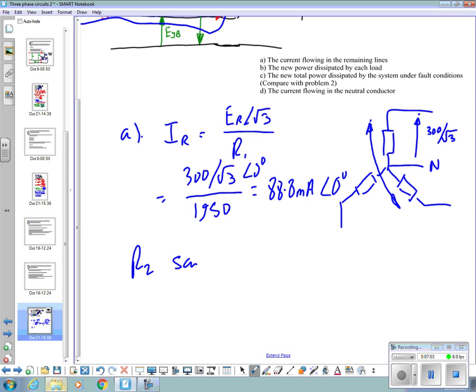R2, same value. Therefore, I2 must equal 88.8 milliamps, angle 120 degrees. Yeah, that's absolutely fine to use that and use your knowledge to say they're both the same value, the 2 voltages should be the same, therefore it's a balanced system, therefore that current should be the same, but the angle is different. Yeah, okay.